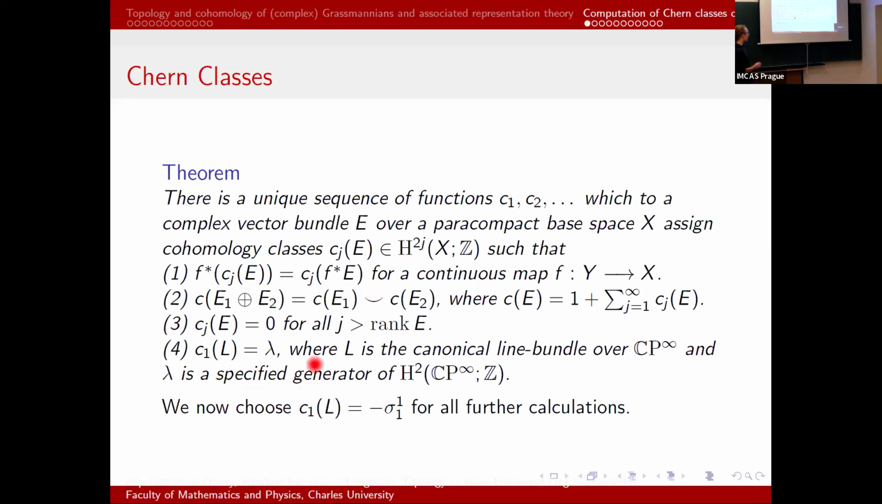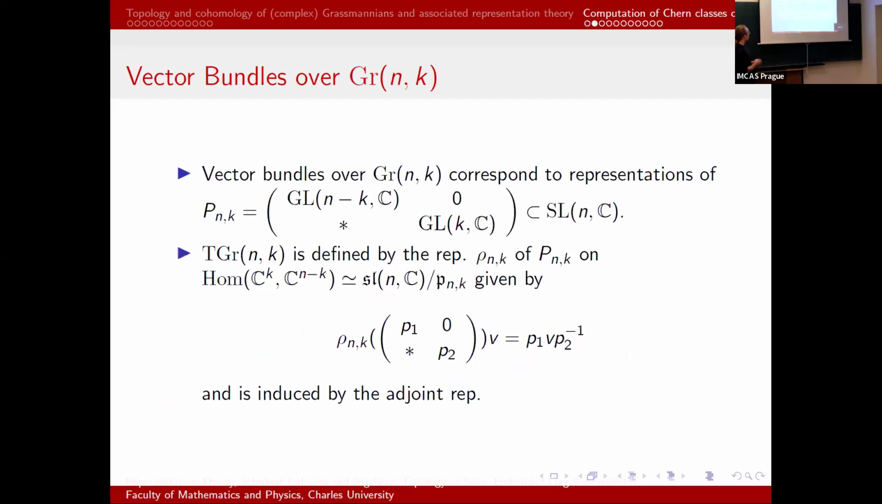And the first Chern class of the canonical line bundle over CP infinity has to be specified, and it needs to be a generator of the second cohomology. From now on, we choose it to be minus the partition which is just given by the one box, the only partition of one. So it's minus the Poincare dual of this partition. This will be our choice from now on.